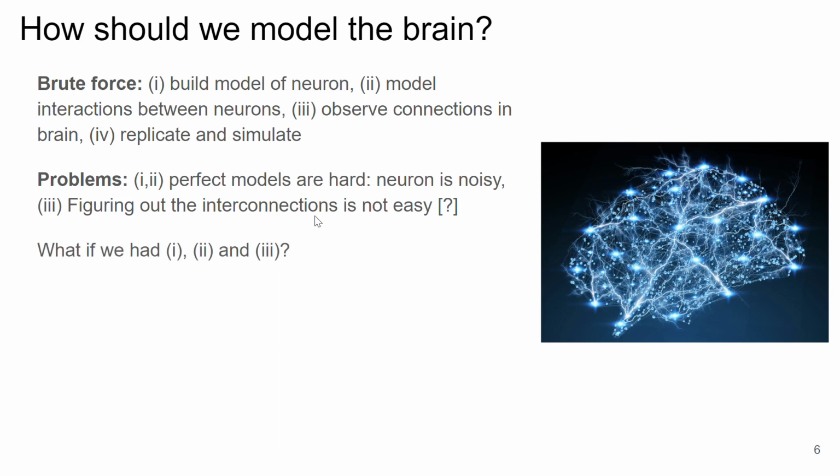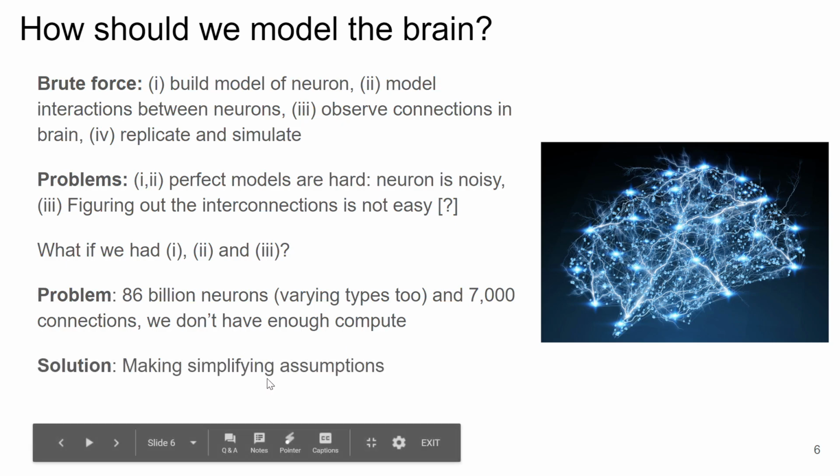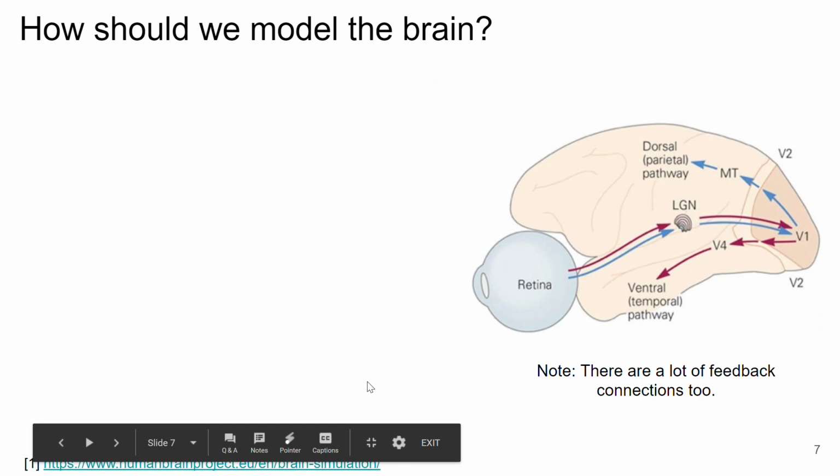But let's say we have access to perfect models and all the interconnections. The problem here is that there are 86 billion neurons of varying types and also 7,000 connections. We just don't have that kind of compute to run such a simulation. So the solution is to make some simplifying assumptions.